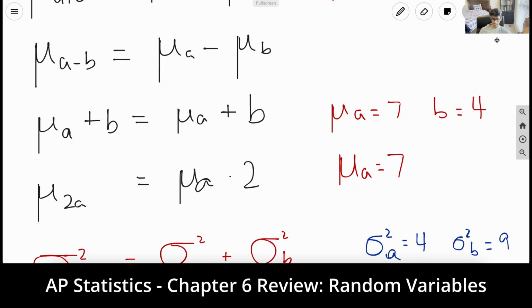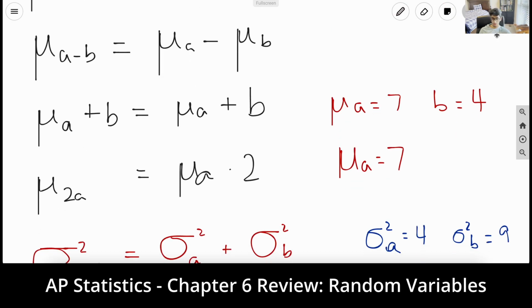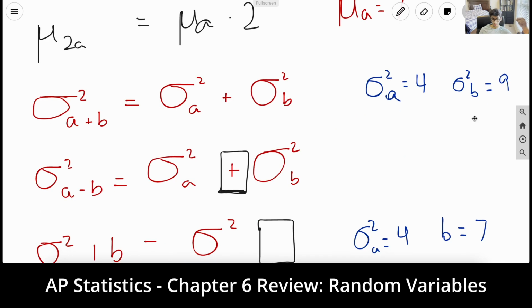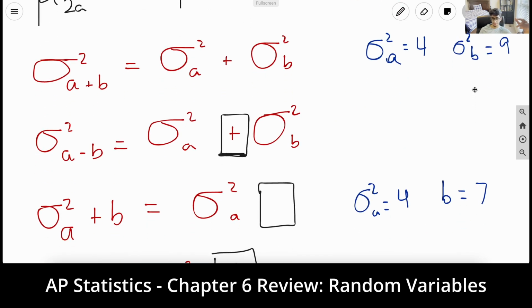Multiplying something: let's say your mean is 7 and they want you to transform it to twice as much. You just have to multiply it by 2. So in this case, it would be 14. Now the variance. The variance of A plus B is equal to the variance of A plus the variance of B. So if we had 4 and 9, the variance would be 13.